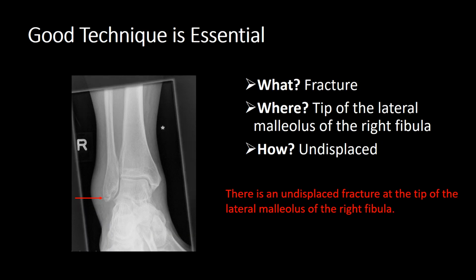And now with a repeat mortise view, we can clearly see that there is a transverse lucent line at the tip of the lateral malleolus with a tiny break in the cortex, indicating that this is an undisplaced fracture. And the gross soft tissue swelling helps to guide us towards that injury. So what is it? It's a fracture of the tip of the lateral malleolus of the right fibula, and it's undisplaced.